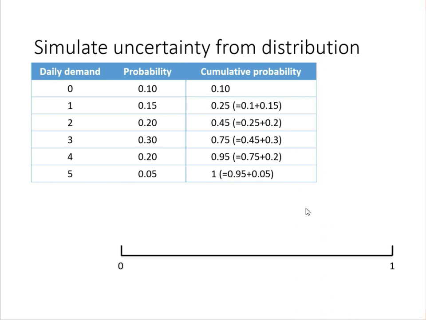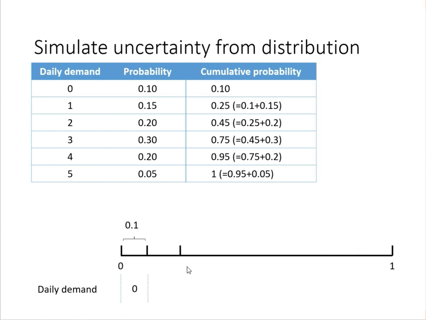Let me first create a line. Here is 0, here is 1. So the line is 1 unit long. I'm going to create marks to divide this line into 6 buckets. Each bucket will represent a possible daily demand. I'm going to create the first mark here so that the length of this first bucket is 0.1. This first bucket represents the daily demand of 0.